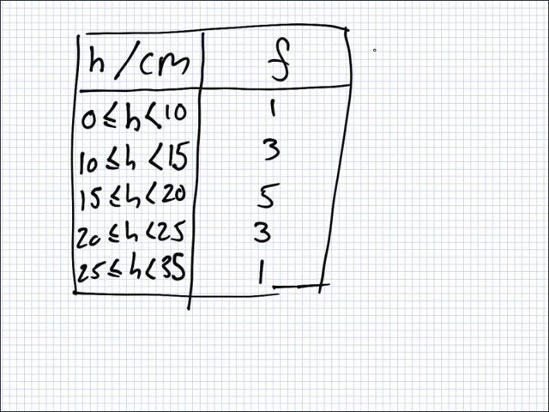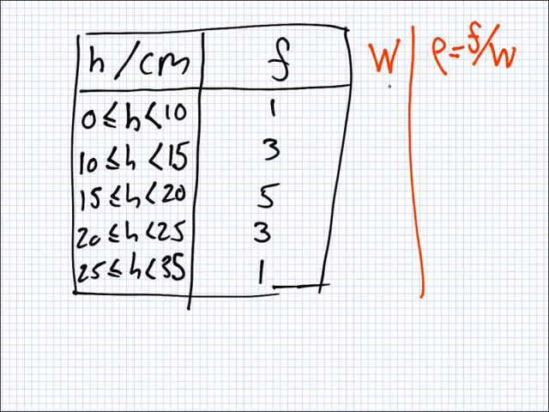Well, I think the first thing you should do, which would be nice, is to write in the widths. And then to write in the densities using the formula frequency over width. So I'll do the first one. What's the width? 10. And what's the height here? The height would be the frequency, which is 1, over the width, which is 10. Sorry, I wrote it upside down. 1 over 10, which is 0.1.